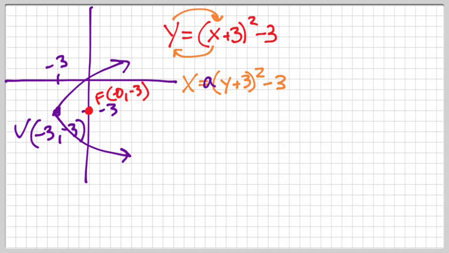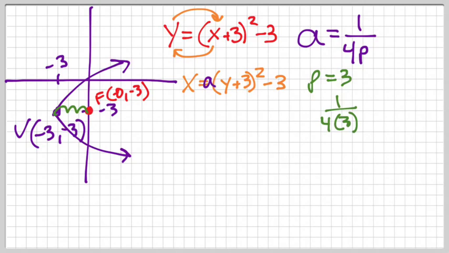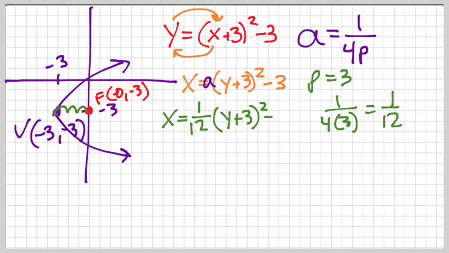A is usually in front, but as we know, A is going to equal 1 over 4p. All right? And so we count from the vertex to the focus to find out what p is. So from the vertex, I go over 1, 2, 3 units. So p equals 3. That means 1 over 4 times 3, which is equal to 1/12. And notice how I went to the right, and going to the right, of course, is positive. So it's going to be x equals 1/12 y plus 3 squared minus 3.